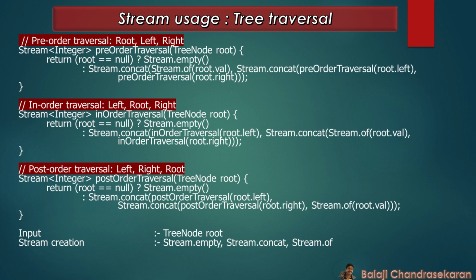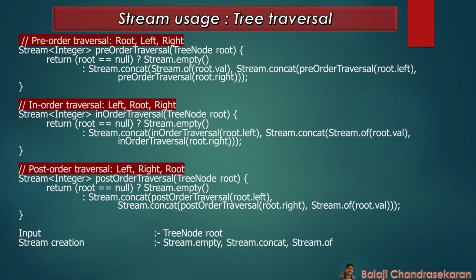In post-order traversal, you visit the left subtree first, followed by the right subtree, and then the root node. This method recursively traverses the tree by concatenating the streams generated from traversing the left and right subnodes with the stream containing the current node's value. Each method checks if the current node is null to handle the base case of an empty subtree, returning an empty stream in such cases.